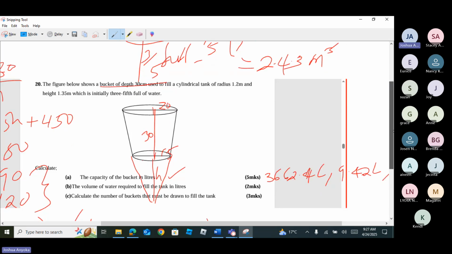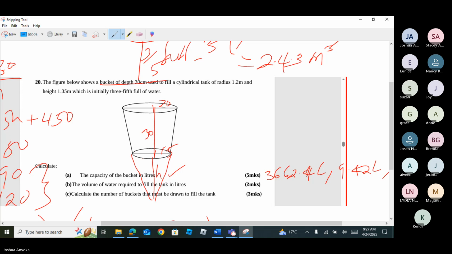We are not told in which, in liters, so times 1,000. Is it 1,000? 1 cubic meter is equivalent to 1,000 liters. Yes, it is. Now it becomes 2,443. Multiply by 1,000.